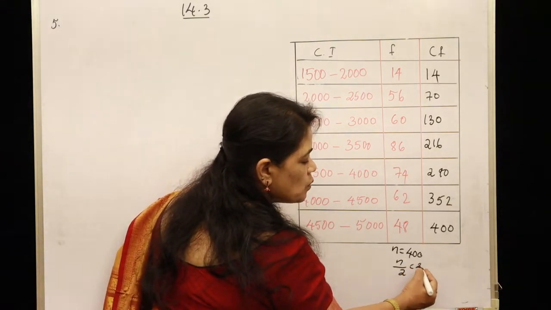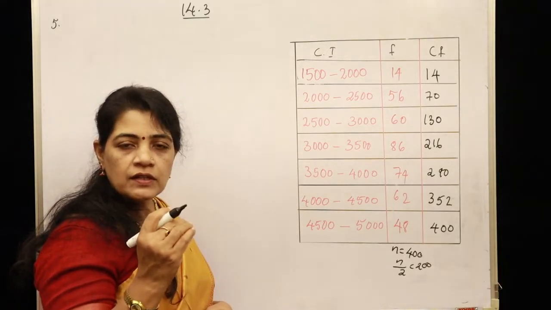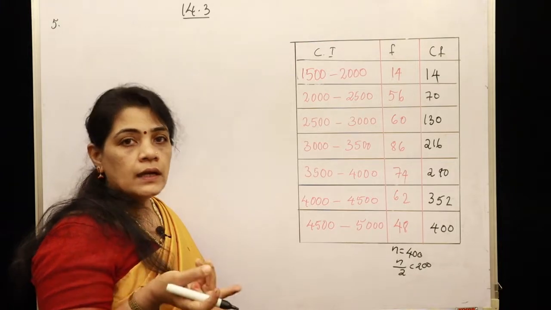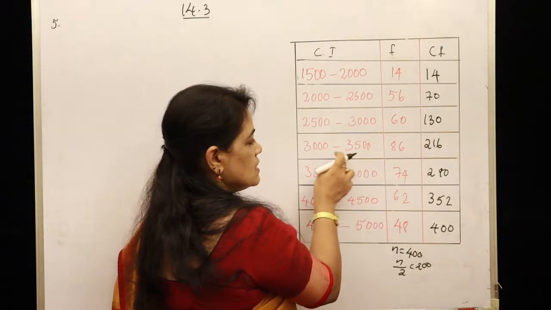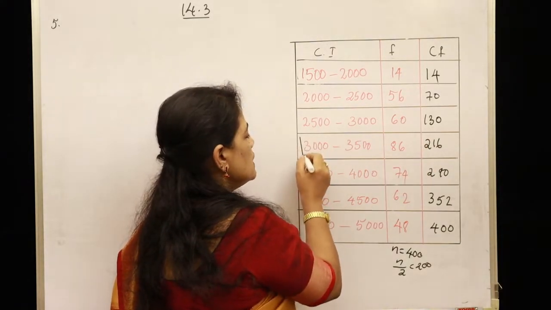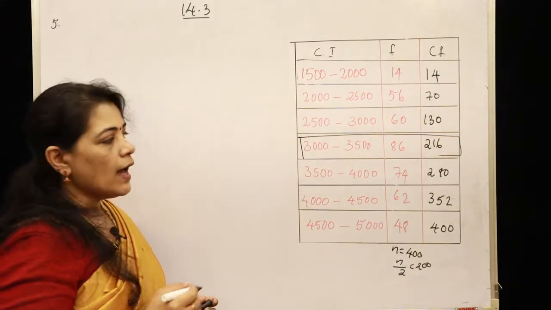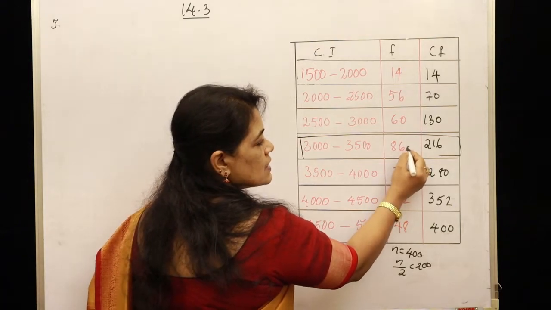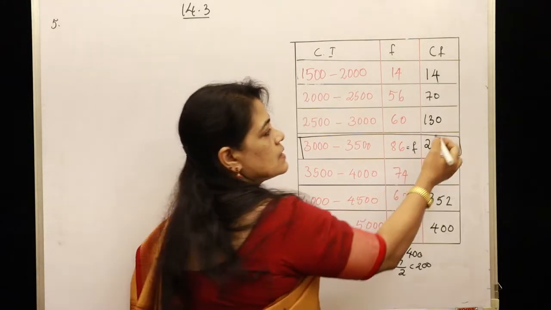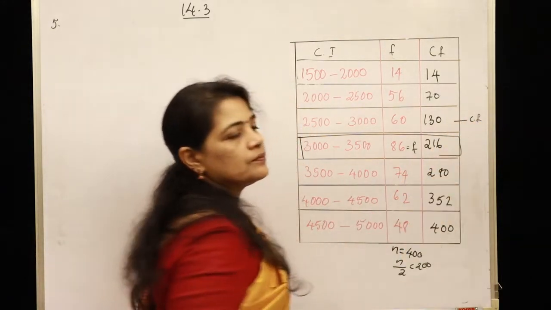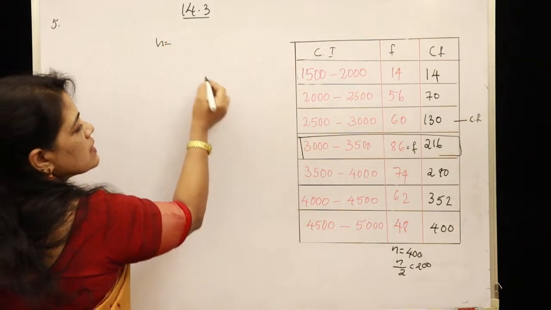N by 2 is 200. In this cumulative frequency column, the cumulative frequency just greater than n by 2, that is 200 here, corresponds to this class interval. This class interval will give you the median class. The frequency of this median class is f, and the cumulative frequency of the class preceding the median class, 130, will be the CF, and h is equal to upper limit minus lower limit.